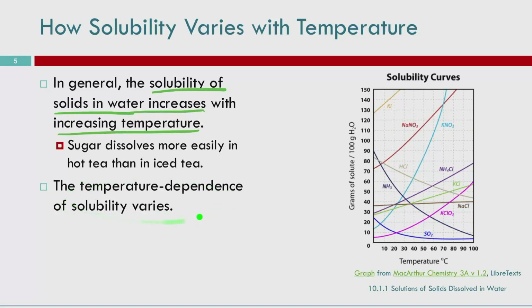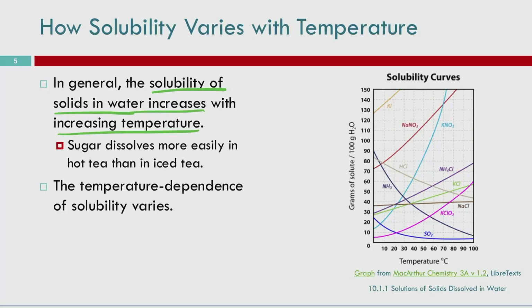The temperature dependence of solubility varies, as shown by this solubility curve chart. On this graph, we've got temperature on the x-axis, so left to right we're increasing temperature. On the y-axis, we've got grams of solute per 100 grams of H2O. So this would be a measure of our solubility. Low is low solubility, high is high solubility.